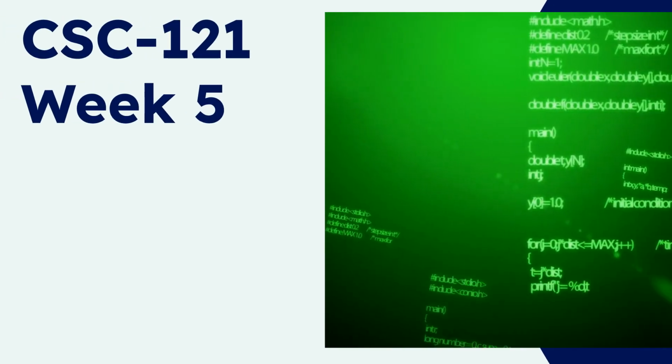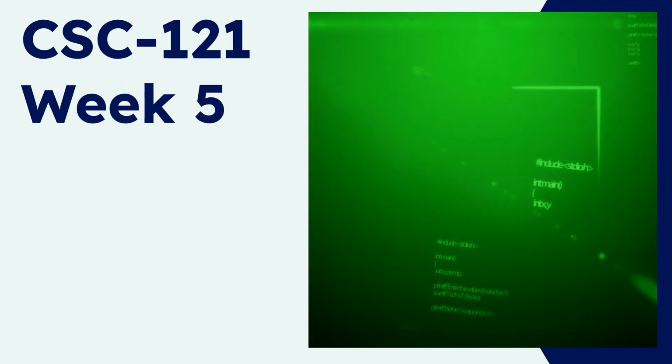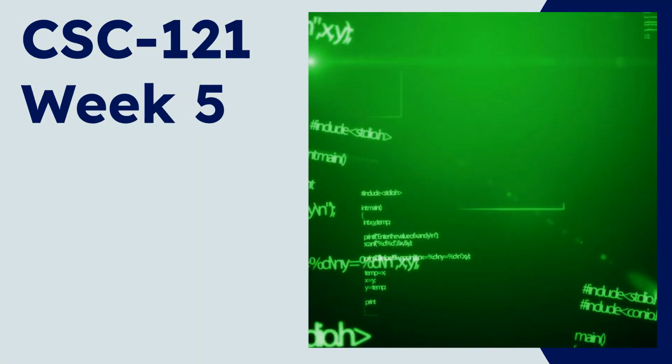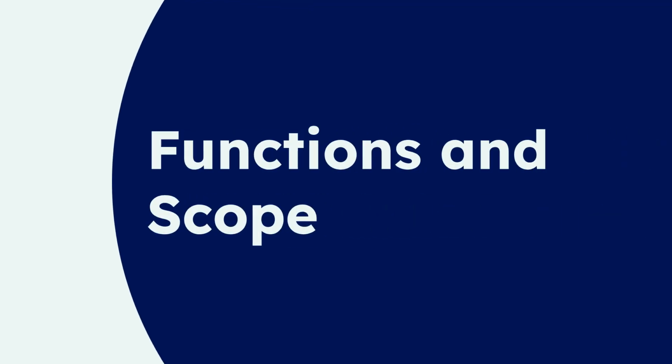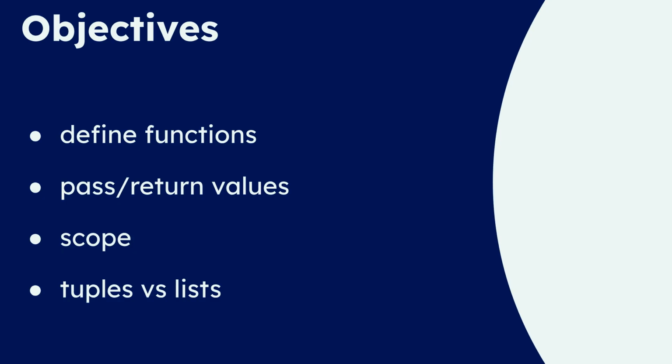Welcome to Week 5. We will level up functions and scope. By week's end, you will write testable functions and reason about names. Our main objectives this week are defining functions, understanding how to pass and return values, grasping scope rules, and knowing when to use tuples versus lists.